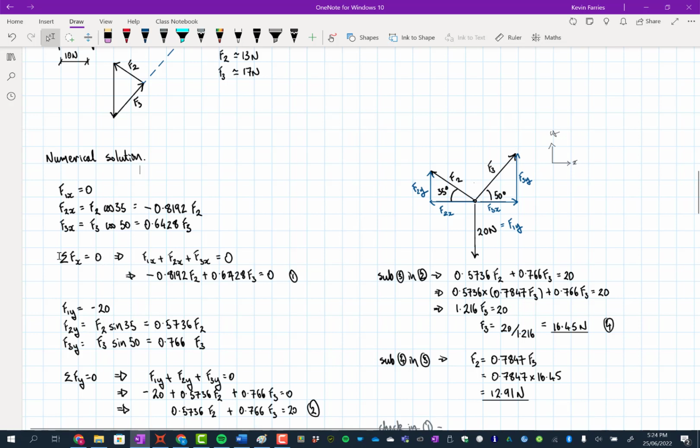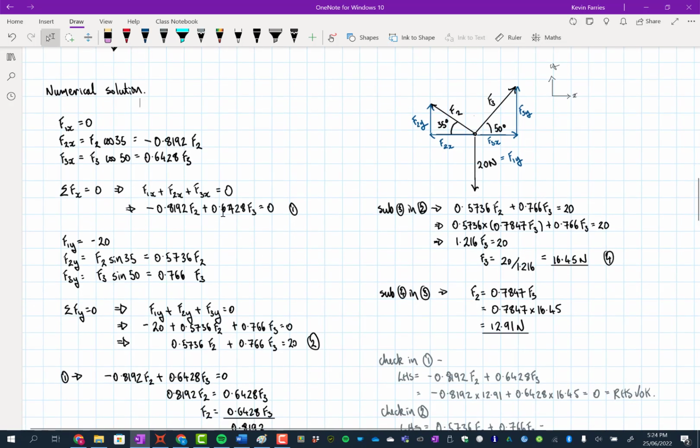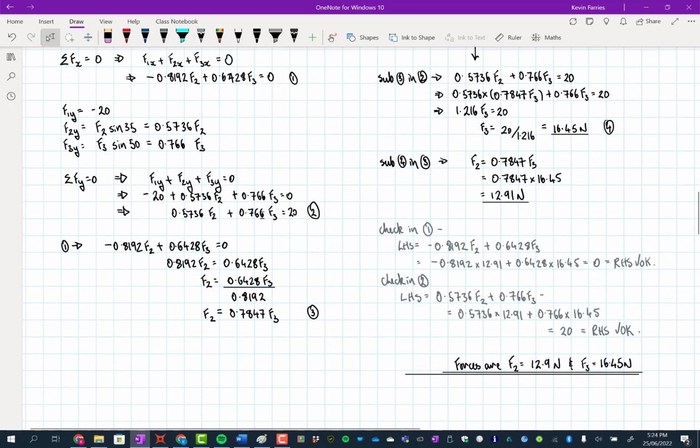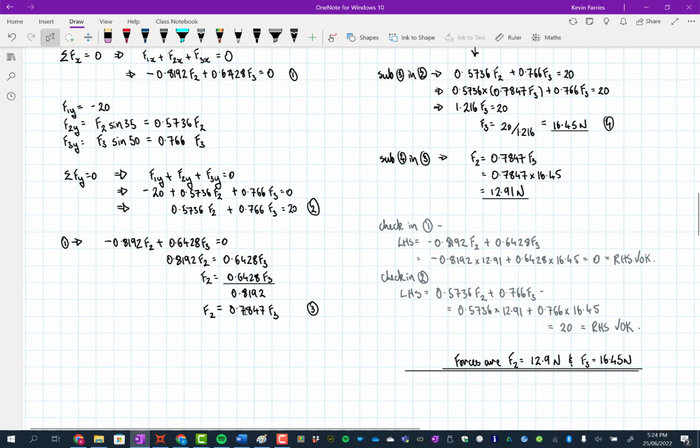Then we use the fact that for a static equilibrium, the sum of the x and y components must be 0. So that then gives us two equations. Because we've written the x and y components in terms of F2 and F3, we get two equations with two variables, and we can then solve it using simultaneous equations. In this case, we noticed that one of those equations had a 0 value, so we used that first to write F2 in terms of F3, just using normal algebra to rearrange it. Then we substituted this into the other equation, equation 2.